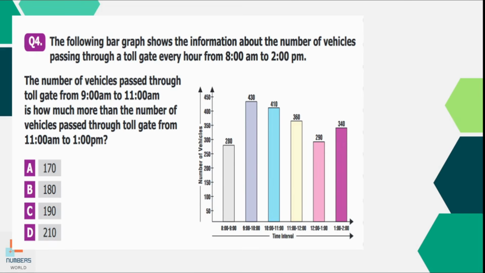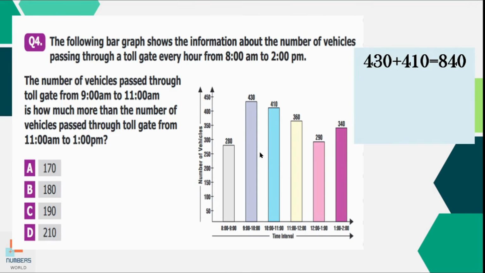Question number 4. The following bar graph shows the information about the number of vehicles passing through a toll gate every hour from 8 a.m. to 2 p.m. The number of vehicles passed through the toll gate from 9 a.m. to 11 a.m. is how much more than the number of vehicles passed through the toll gate from 11 a.m. to 1 p.m.? So here, if we look at the graph carefully, 430 vehicles passed from 9 to 10 a.m. and 410 vehicles passed between 10 to 11 a.m.